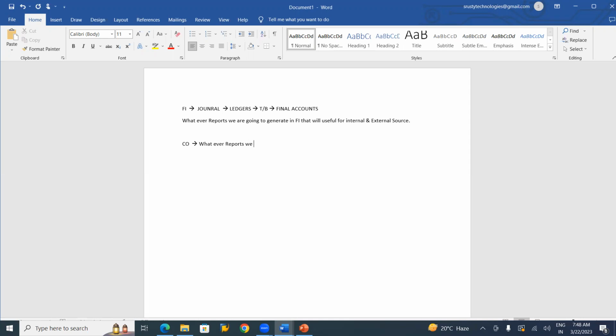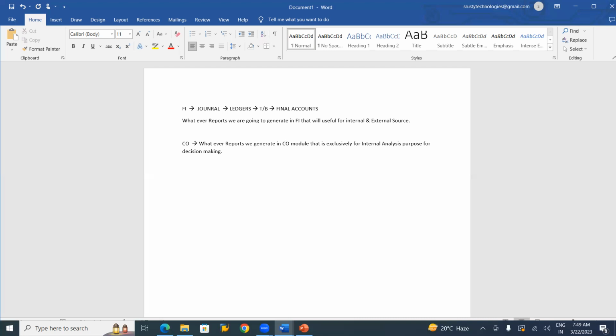Whatever reports we generate in CO, or cost and management accounting, in the CO module, are exclusively for internal analysis purpose. Clear? So this is for internal analysis and decision making. Clear? Whatever different types of reports, as I mentioned, right?